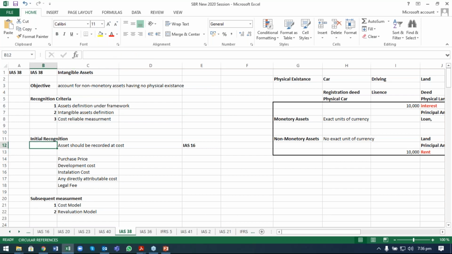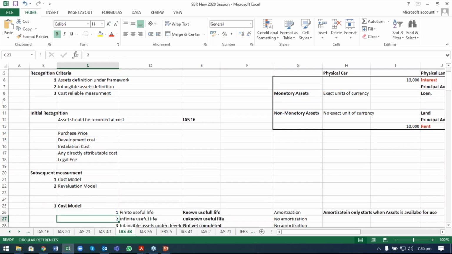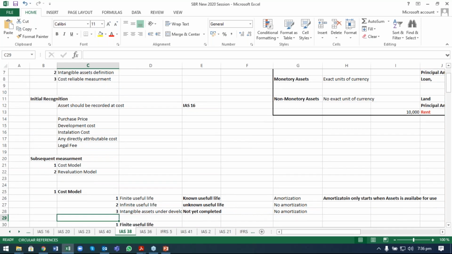Initial recognition is more or less based on IAS 16 rules: purchase price, development cost, installation cost, any other directly attributable cost, and if there is any legal fee associated with it, that should be recorded on the initial measurement. You can subsequently measure any intangible asset under the cost model or a revaluation model. The cost model is the same one, just like IAS 16, but with a slight difference.